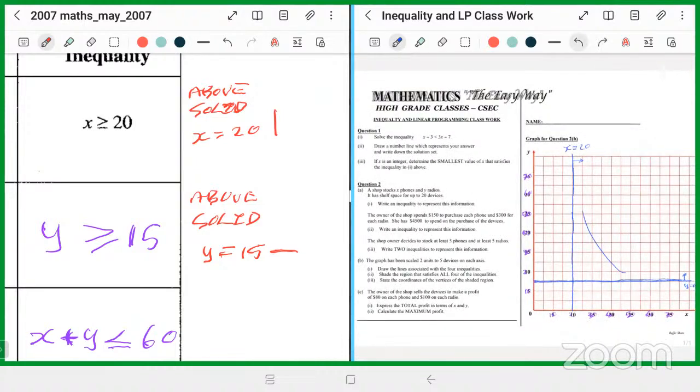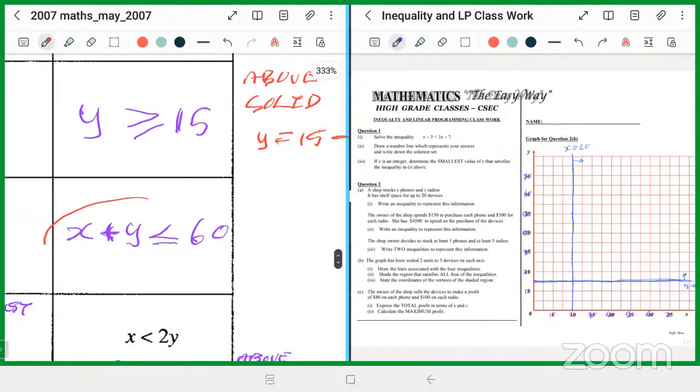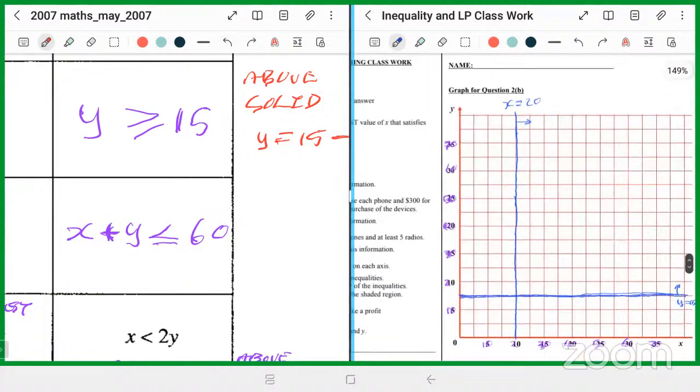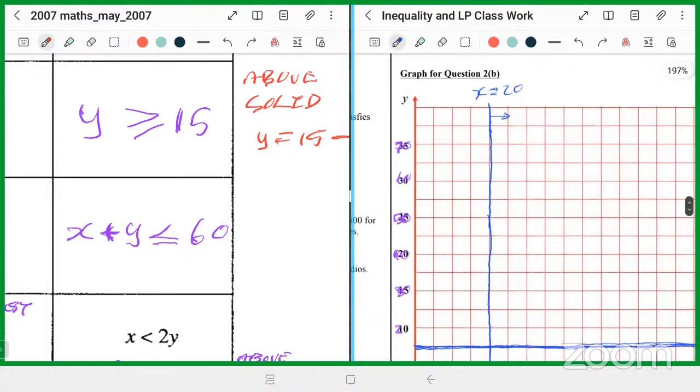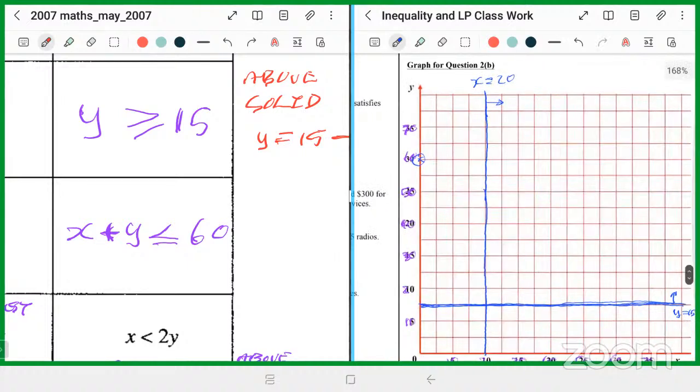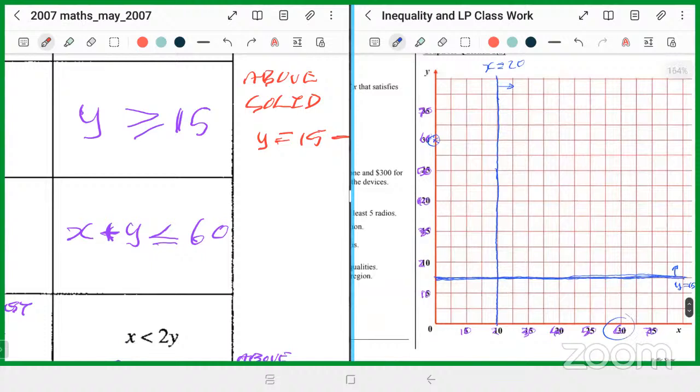All right, we're going to put in the other lines first. The other line is x plus y equals 60, an easy line. x plus y equals 60 crosses the y axis at 60 and crosses the x axis at 60. So here it is, this is 60, and 60 down here as well. Right here, 60.